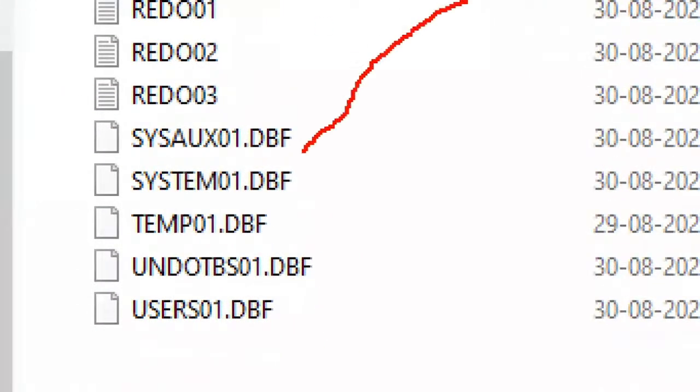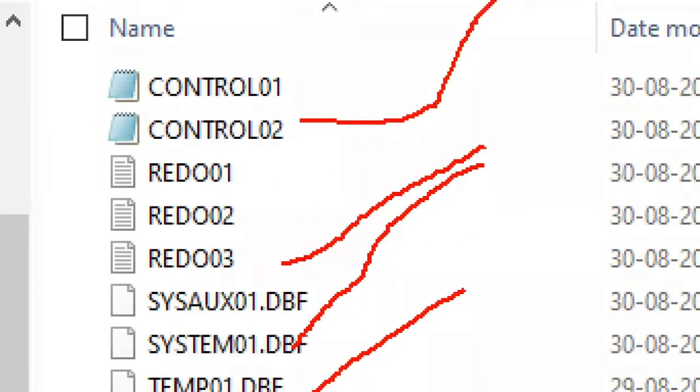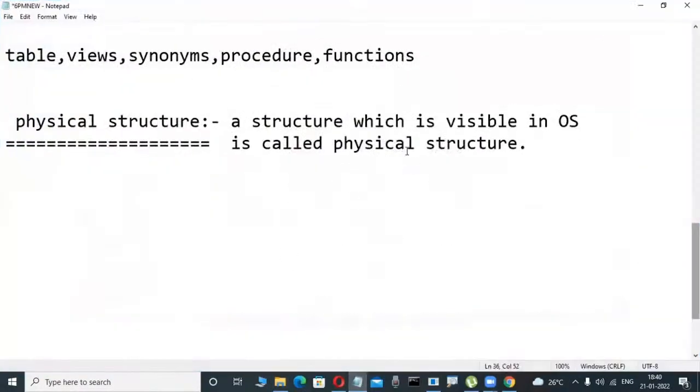These are data files, .dbf files. What is this? You don't have an idea, later you will be familiar. Here there are control files and redo log files. That's why a structure which is visible in the operating system, some files that are visible, is called a physical structure.